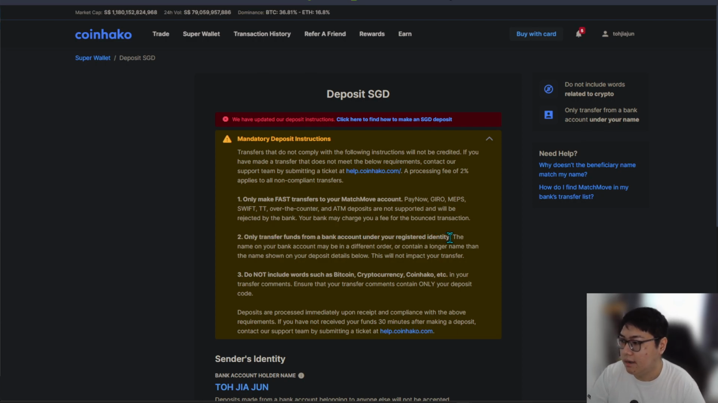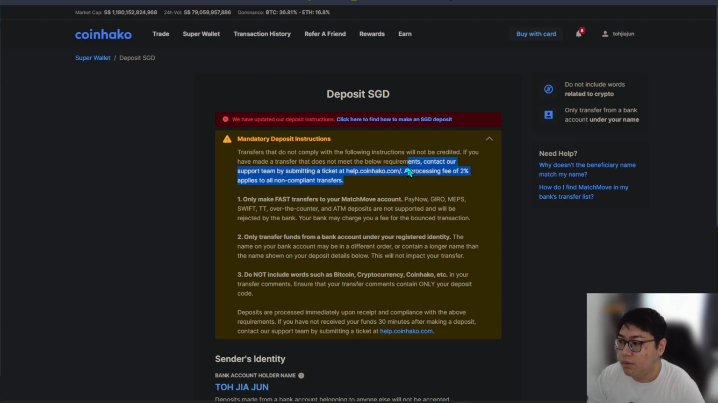Maybe your name is like Tan Ah Kow, and you want to register on Coinhako. Your name has to be Tan Ah Kow, and your bank account has to be under Tan Ah Kow too. If you are going to use a joint account or a company account, I would not recommend transferring from it, because it might get rejected, as the registered identity might not match when they do a verification, and you will not receive your funds. And if you accidentally send from a friend's account, or from somebody who owes you money, directly to Coinhako, it will never work that way.